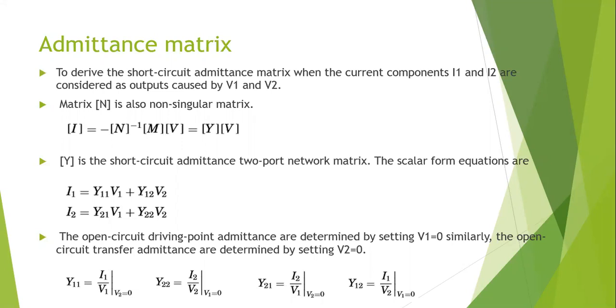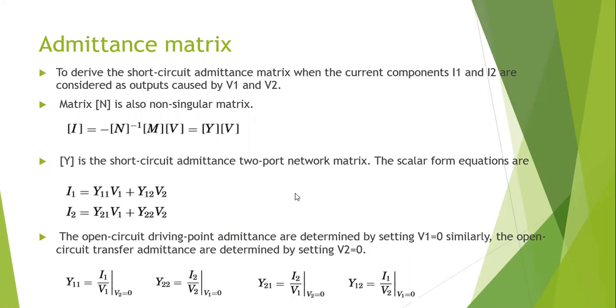The scalar form equations are given below. I1 equals Y11 V1 plus Y12 V2, and I2 equals Y21 V1 plus Y22 V2. The short circuit driving point admittances are determined by setting V2 equal to 0. Similarly, the transfer admittances are determined by setting V1 equal to 0. If we substitute these two voltages in the above equations, we can achieve these results.